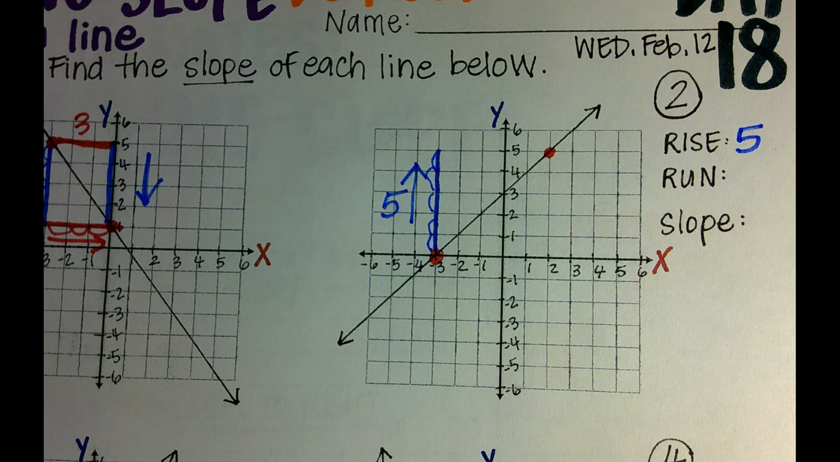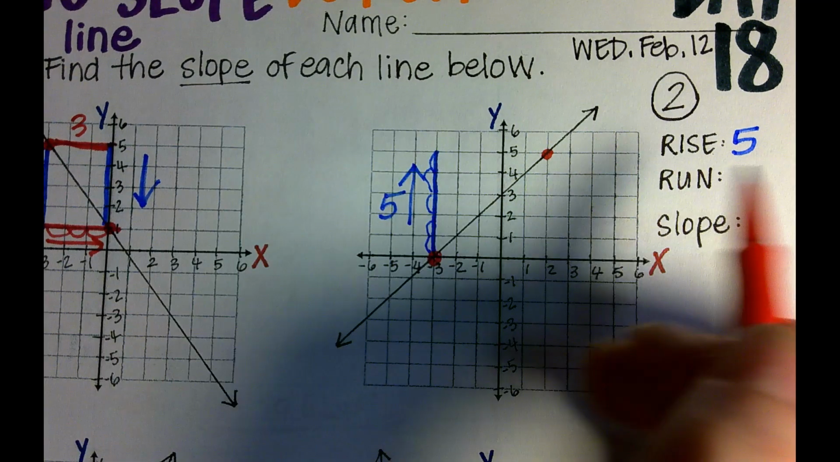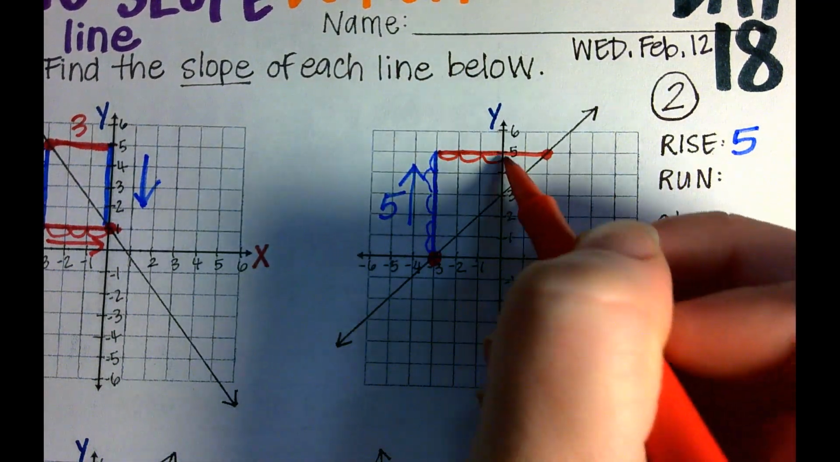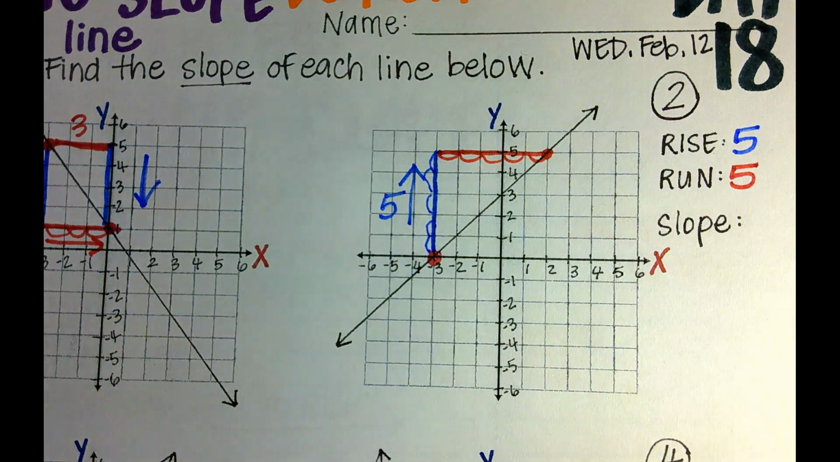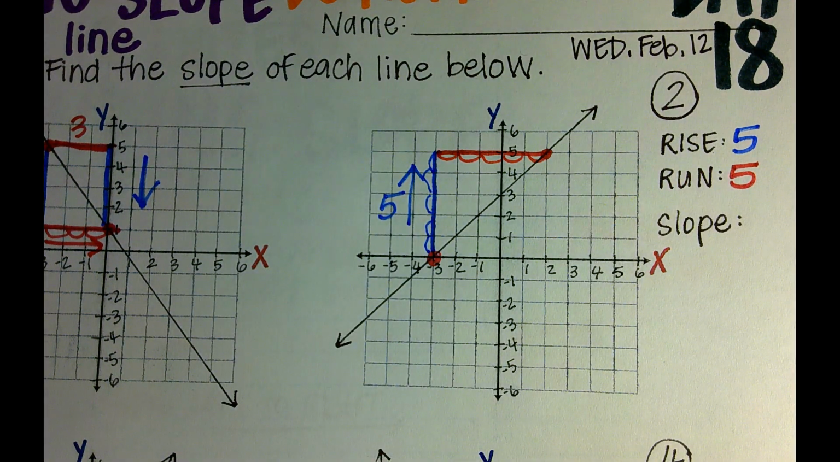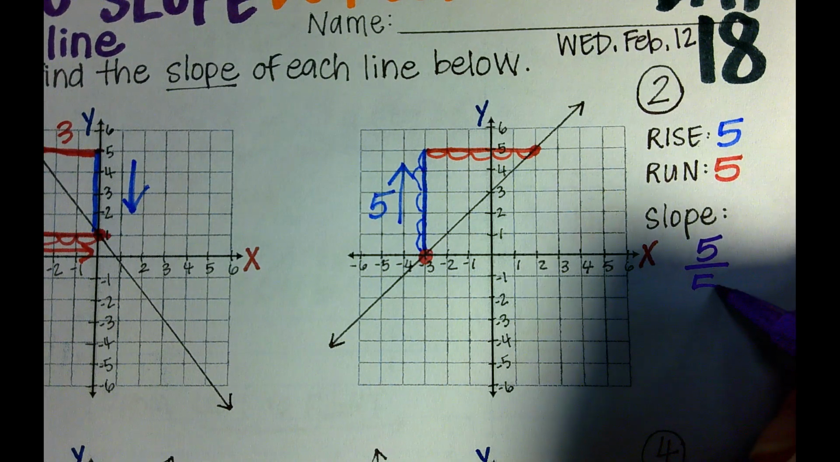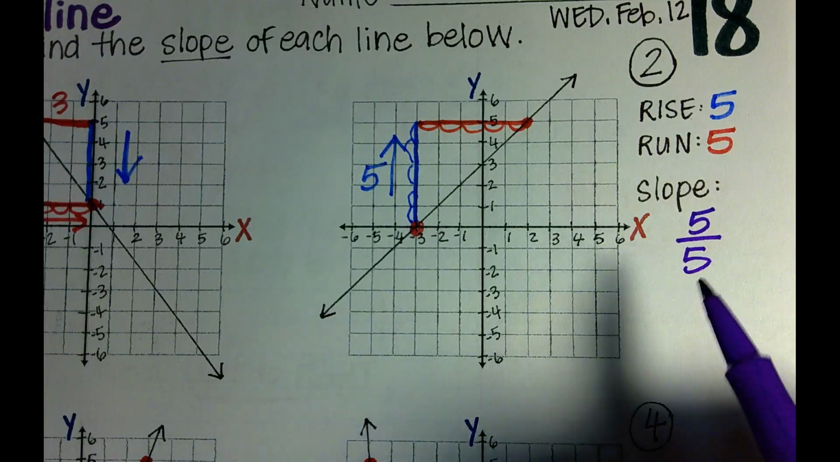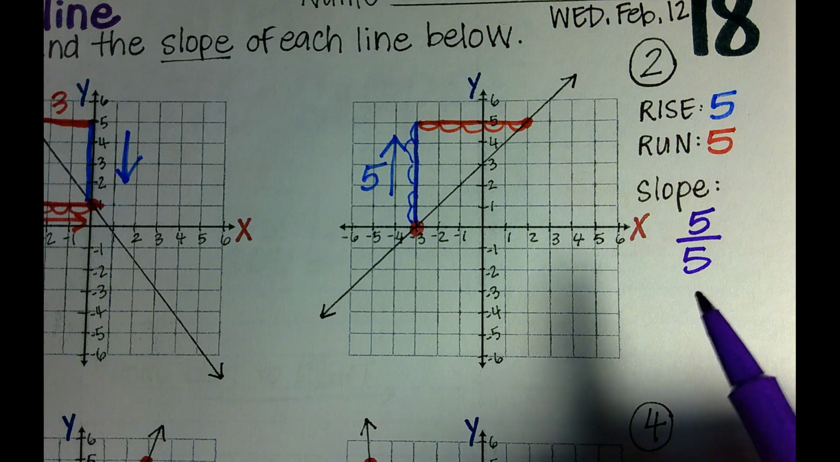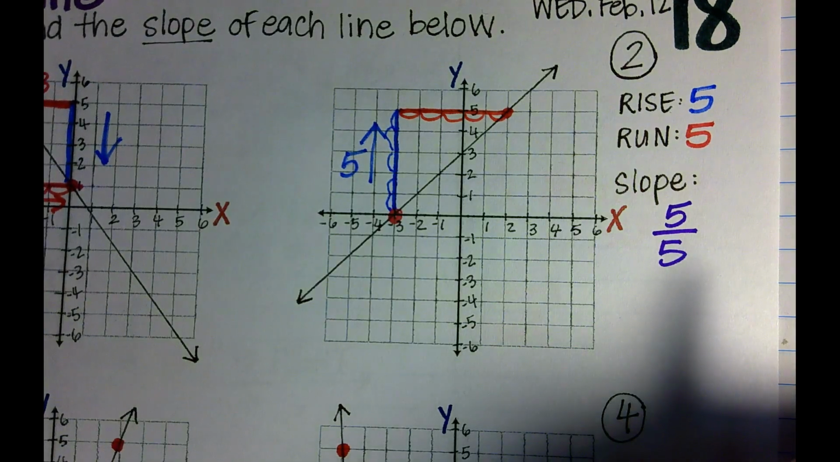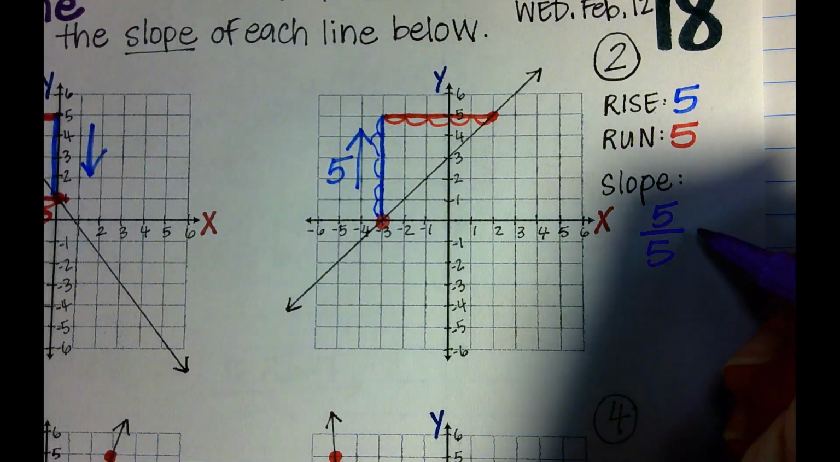Good. And how do I find my run? Yes, I'm just going to count over this way. 1, 2, 3, 4, 5 again. Okay, so what would our slope be? 5/5. So I'm going to write 5/5. And this is a perfectly acceptable answer, but can we simplify it? Yes. We can. What could our simplified slope be? 1/1. Okay. Good.